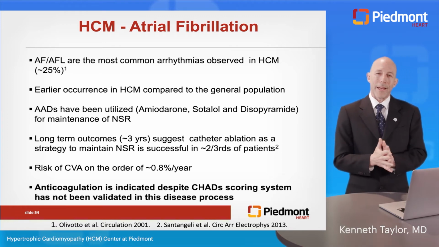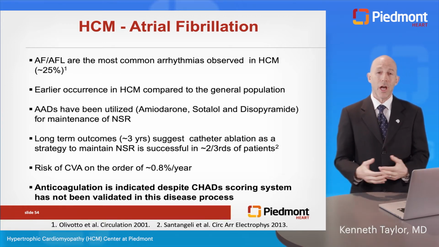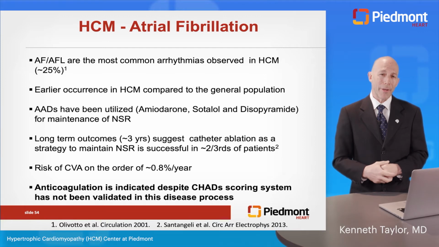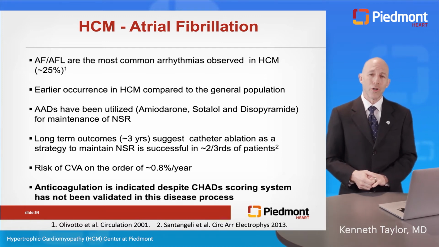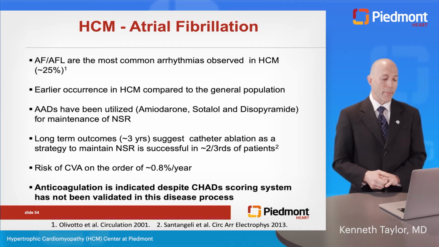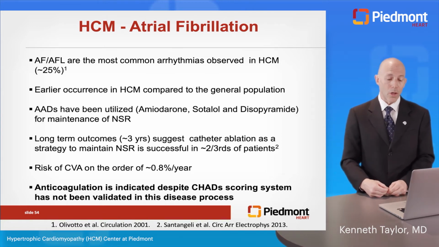Okay, let's talk a little bit about atrial fibrillation. Atrial fibrillation is a very common arrhythmia in general, and it's the most common arrhythmia we see in hypertrophic cardiomyopathy. It tends to occur earlier in this disorder. There are a number of antiarrhythmic drugs that can be useful, particularly in the obstructive form of hypertrophic cardiomyopathy: amiodarone, sotalol, disopyramide.